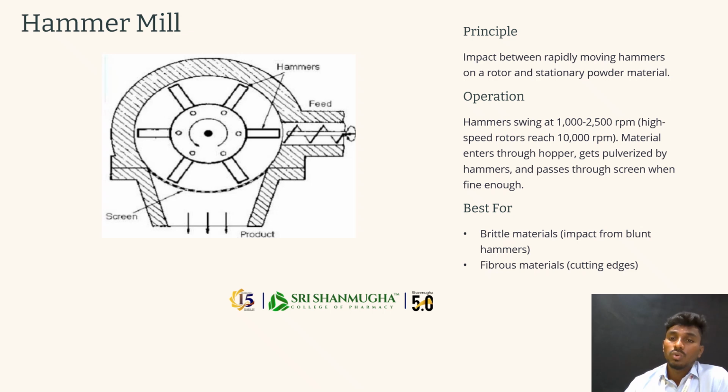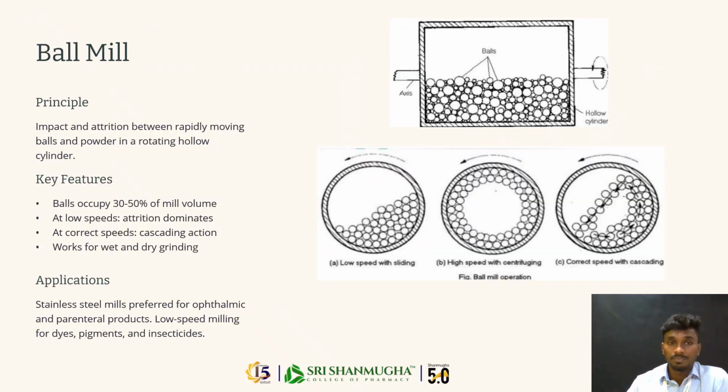First of all, the material enters through the hopper. It is pulverized by the hammers and passes through the screen, and the fine powder is collected at the bottom of the mill. The main advantage is that it suits brittle material. The impact is with blunt hammers, and fibrous materials are handled by cutting edges. So most materials use hammer mills.